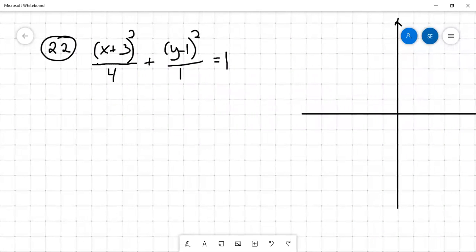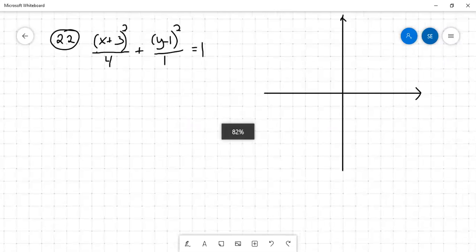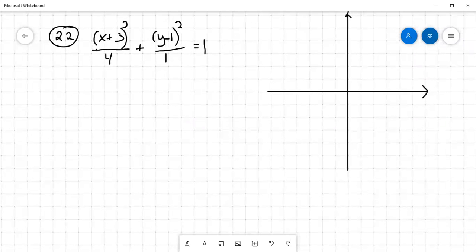It's (x plus 3) squared divided by 4, and (y minus 1) squared divided by 1 is equal to 1. So the question is, what is this? Is this an ellipse, a hyperbola, or a parabola? Both of our terms are squared, and we have a plus sign in the middle. So this is an ellipse.